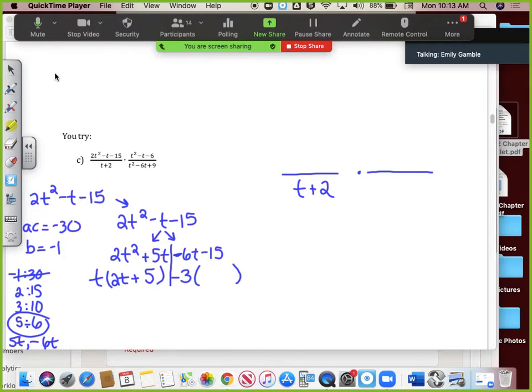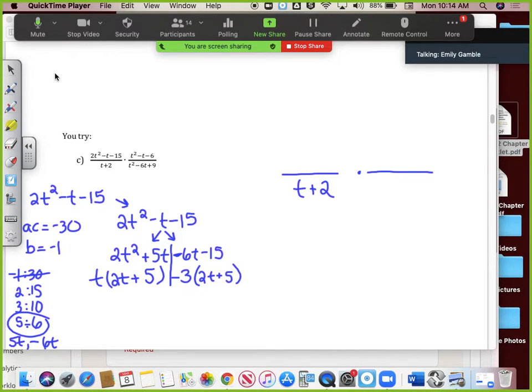So it's confusing when you take out a negative. Like if I divide out negative 3 from a negative 6t, I would need a positive 2t here, since negative 3 times 2t is negative 6t. And if I take the negative 3 out of a negative 15, I would need a plus 5 here.